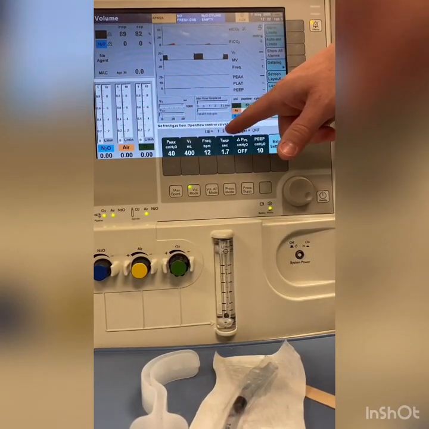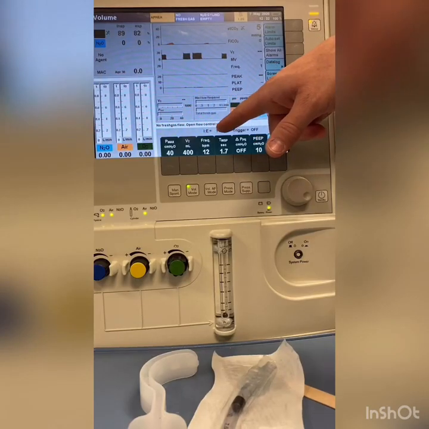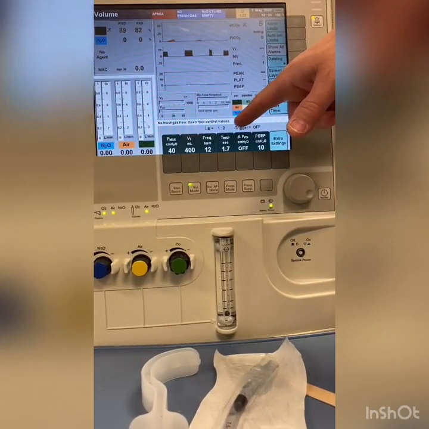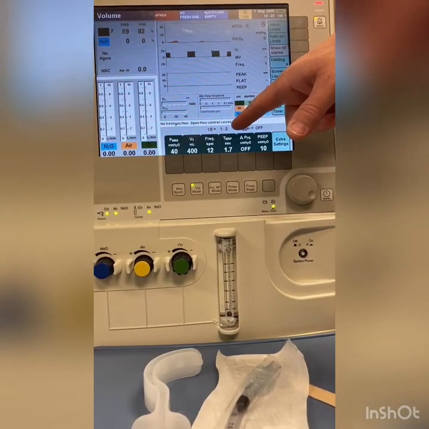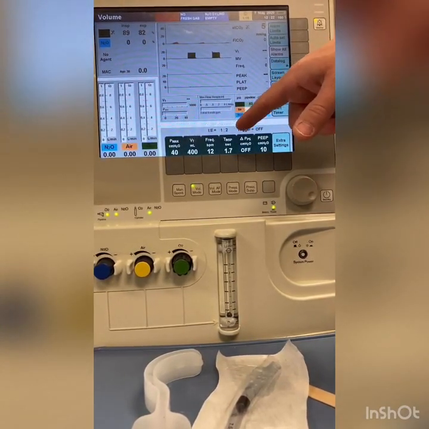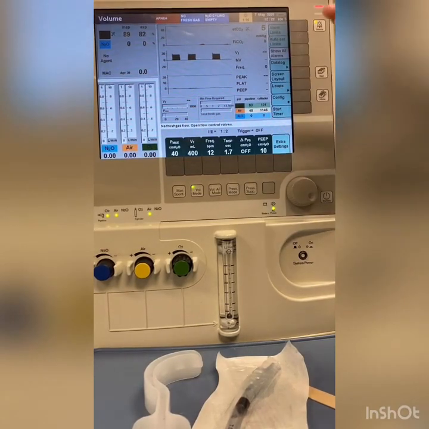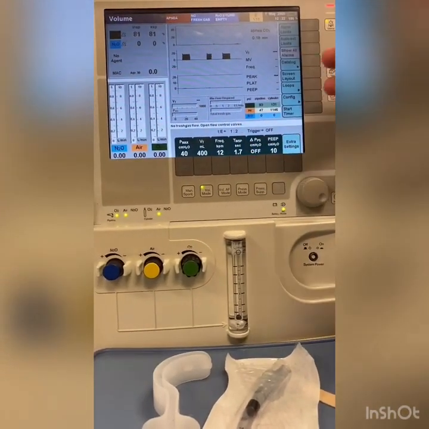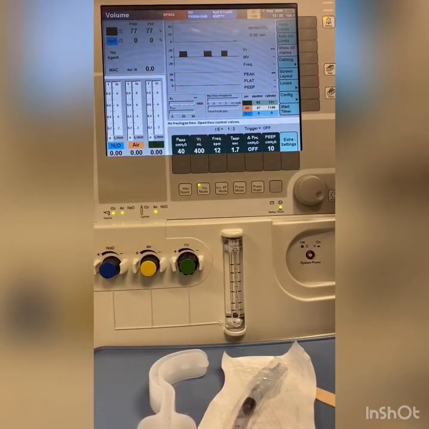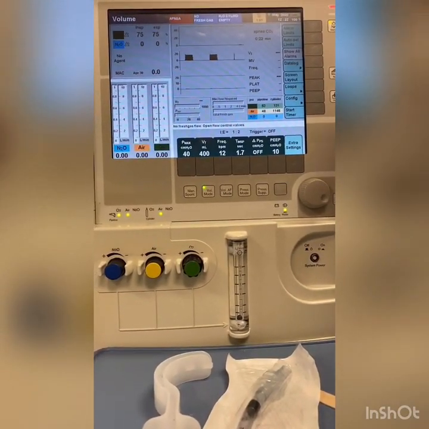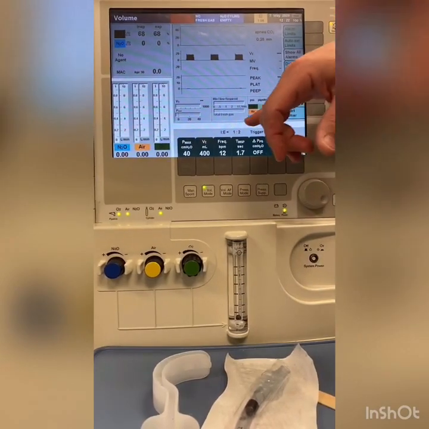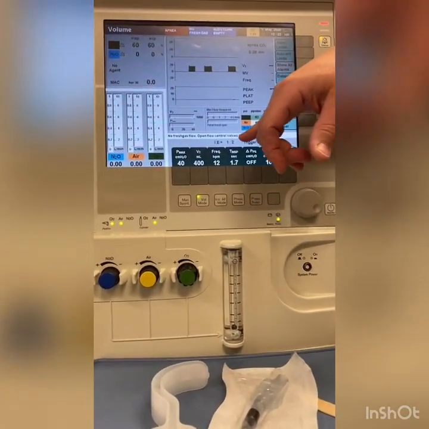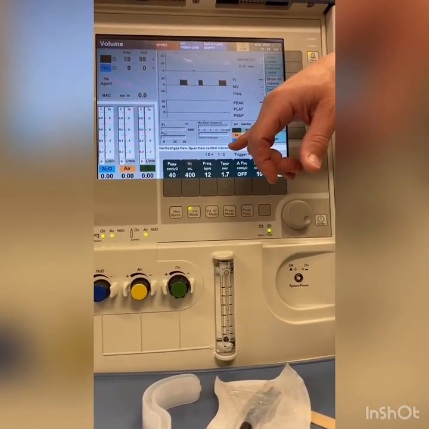My IE ratio, for a normal patient, we're going to inspire 1 second and exhale for 2 seconds. If I have restrictive disease such as cystic fibrosis or morbid obesity, you can think of a squeezing of the thoracic area, so that's a restrictive disease. That means their exhalation is going to be a lot quicker. Then I'm going to set this to 1 to 1.